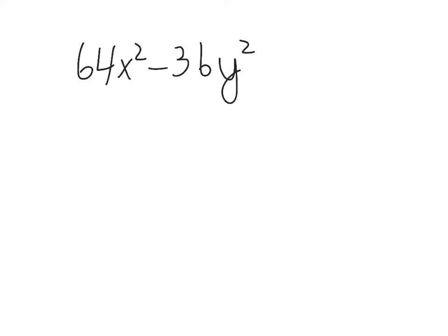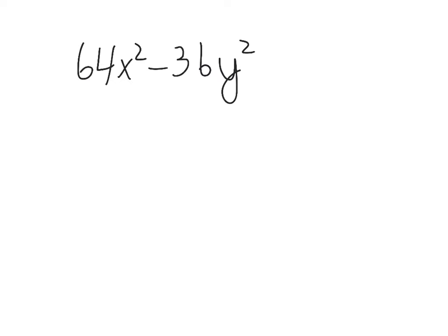Now, the only way they can make this a little bit more complicated is to add more letters and numbers in. So let's do some difficult ones. 64x squared minus 36y squared. All right, so I got lots of letters. Now I've got two different letters. Well, how does that play into this whole thing?